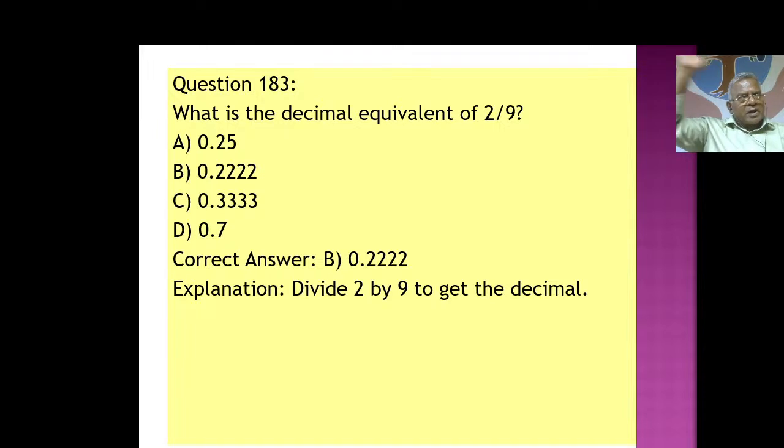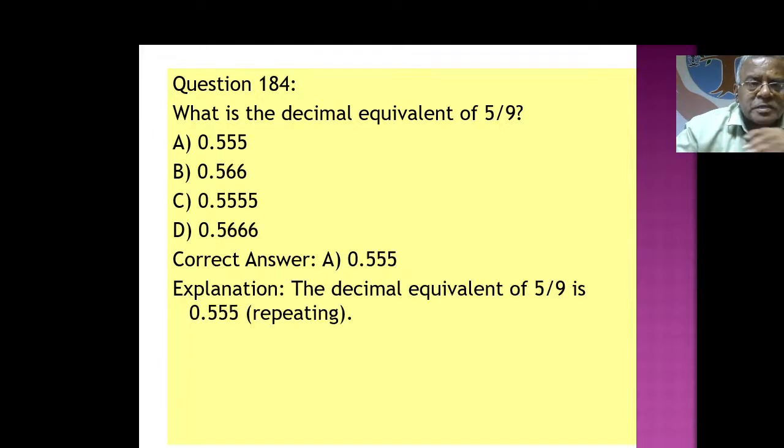0.2222 keeps repeating like that. Okay, so that is, B is the right option. What is the decimal equivalent of 5 by 9? 5 by 9. It's the same manner, you just divide by 9.